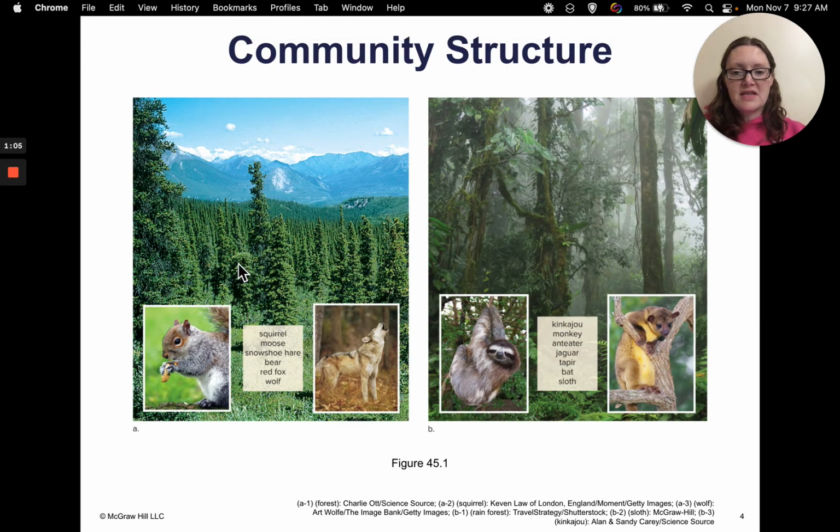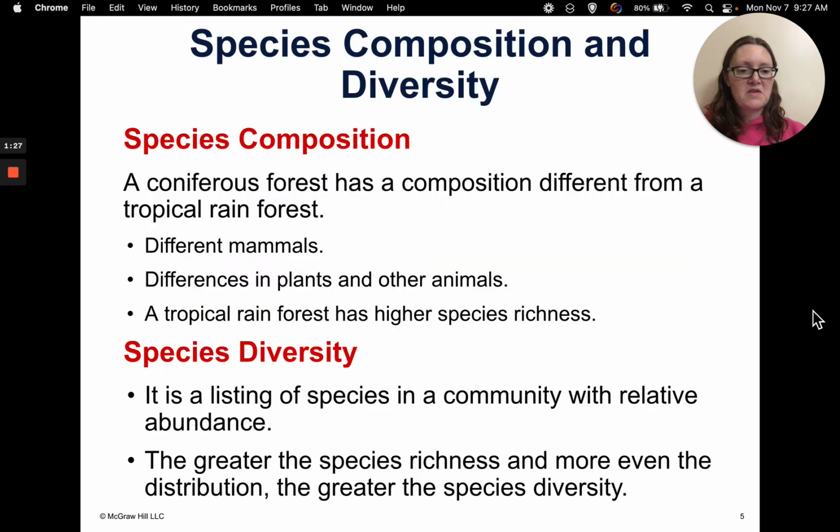So we can see here the community structure. You're going to have different animals depending on the type of environment. If you have an environment like this, you're going to have more squirrels and wolves. If you have a rainforest, you're going to have more sloths and these kinds of squirrels. So species composition: a coniferous forest has a composition different from a tropical rainforest because different habitats have different types of animals, and species diversity is a listing of the species in a community with relative abundance.